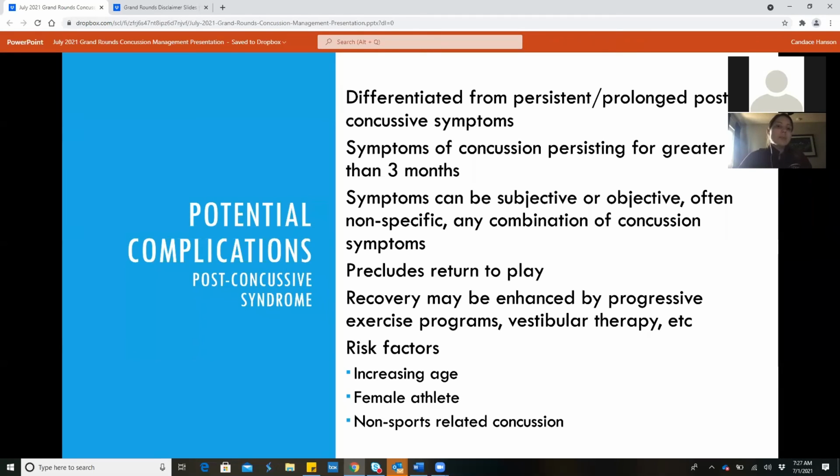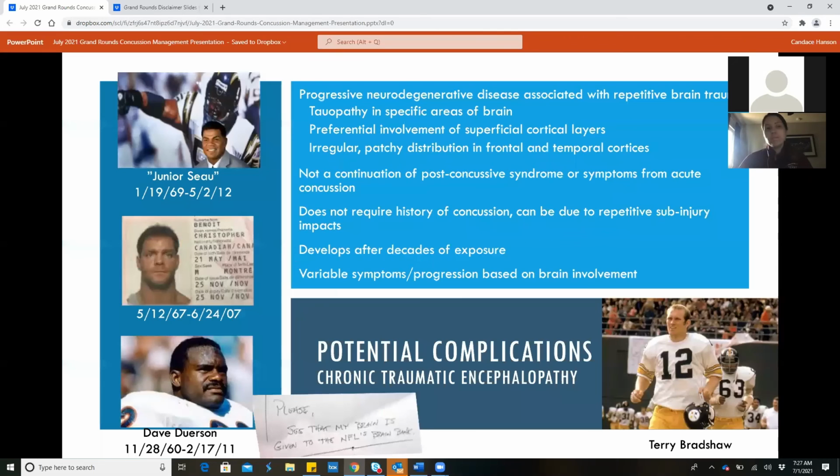But recovery may be enhanced by progressive exercise programs, vestibular therapy. Risk factors are increasing age of female athlete and non-sports related concussions. Next slide.